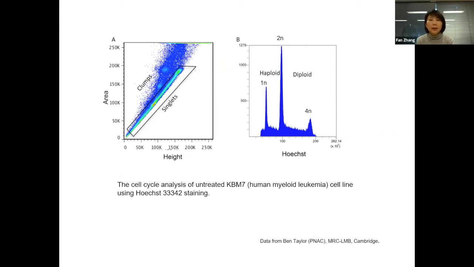This is another example to show you the cell cycle in a haploid cell line. Haploid only contains one set of chromosomes, so you can see these haploid cell lines become diploidized. So the diploid cells undergo a cell cycle.